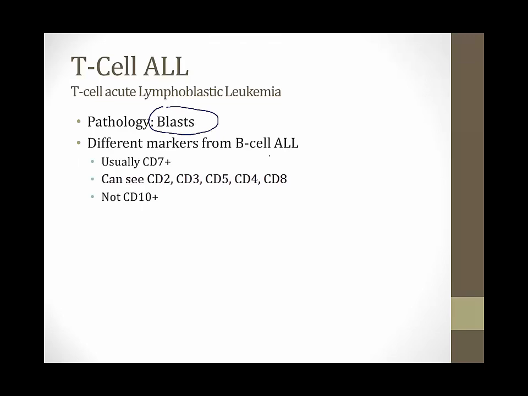Importantly, however, the markers will be different from B-cell ALL. Usually the malignant cells in T-cell ALL are positive for CD7. You can also sometimes see cells that are positive for CD2, 3, 5, 4, or 8. And all of this should make sense to you based on the discussion we had a few slides ago. These are all low numbers which are typically found on T cells. Importantly, the blasts in T-cell ALL will not be CD10 positive, and that should also make sense to you because CD10 is a marker found on pre-B cells.